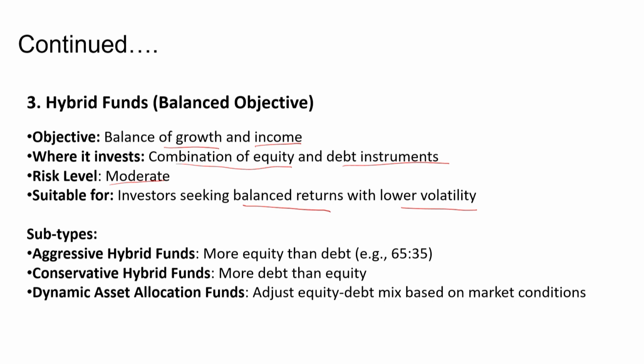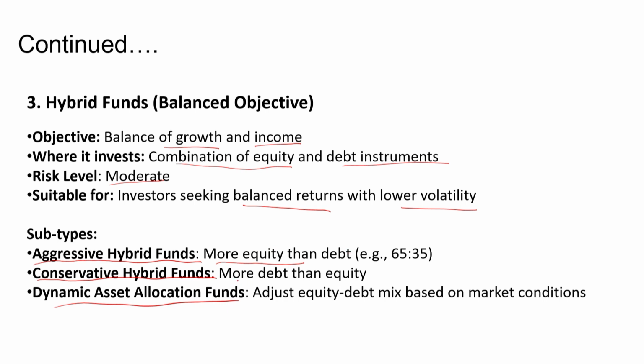Here you can find some subcategories such as aggressive hybrid funds, conservative hybrid funds and dynamic asset allocation funds. Here the ratios are selected for the purpose of investment, such that in the case of an aggressive hybrid fund more equities will be selected and fewer debt securities will be selected.